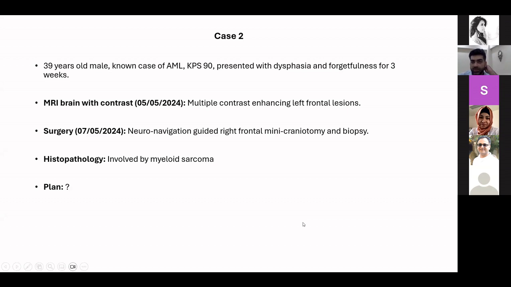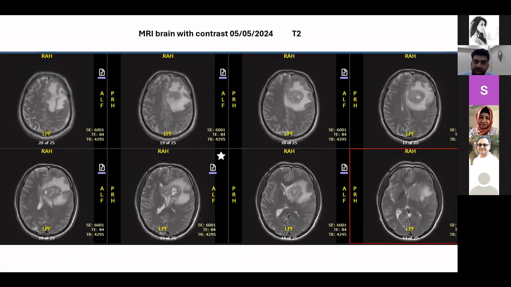अनम, आप इसकी हिस्टोपैथ प्लीज बता दें. Right. So the histopath that was later on discussed showed that this lesion primarily had a myeloid origin, and it was invaded by a myeloid sarcoma, which shows that this was primarily a relapse of his previous illness, because he was a known case of acute myeloid leukemia. Right. Okay. ठीक है. Okay, thank you.